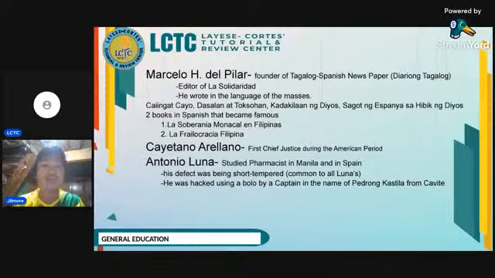Cayetano Arellano, first Chief Justice during the American period. Take note that the Taft Commission established the first ever judicial system of the country. And it was Cayetano Arellano who became the first Chief Justice.